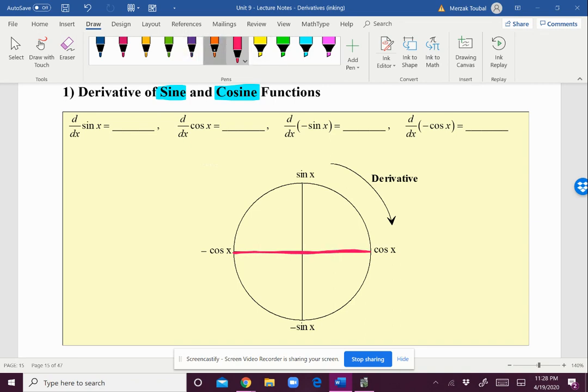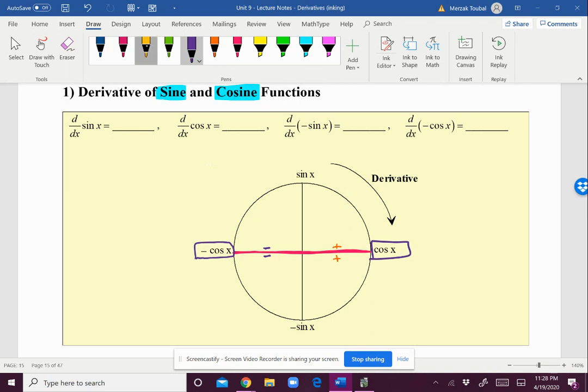Now, this is the positive side of the x-axis, which means the positive side of cosine axis. And this is the negative side of the cosine function. So what we do, we write cosine on the positive side of the cosine axis and negative cosine on the negative side of the cosine axis.